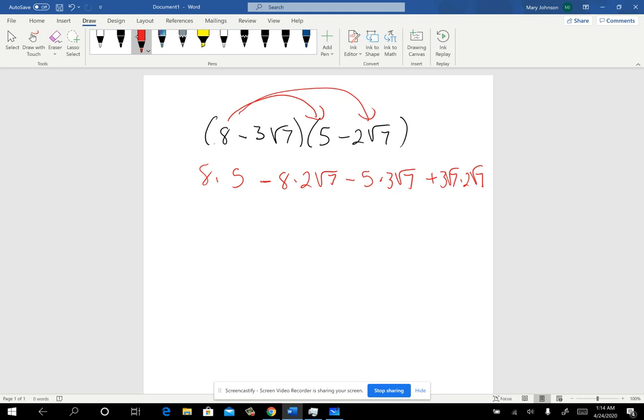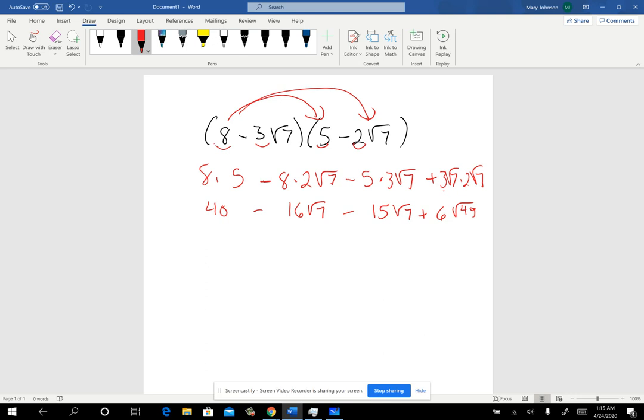And the thing you want to keep in mind is that what's in front of the radical, what's outside the radical already, which are these pieces, they stay with each other, and then what's inside the radical stays with each other. So this becomes 40, this becomes 16 square root of 7, this becomes 15 square root of 7, and this one's a little tricky, but the 3 times the 2 get multiplied, and then the 7 times the 7 underneath.